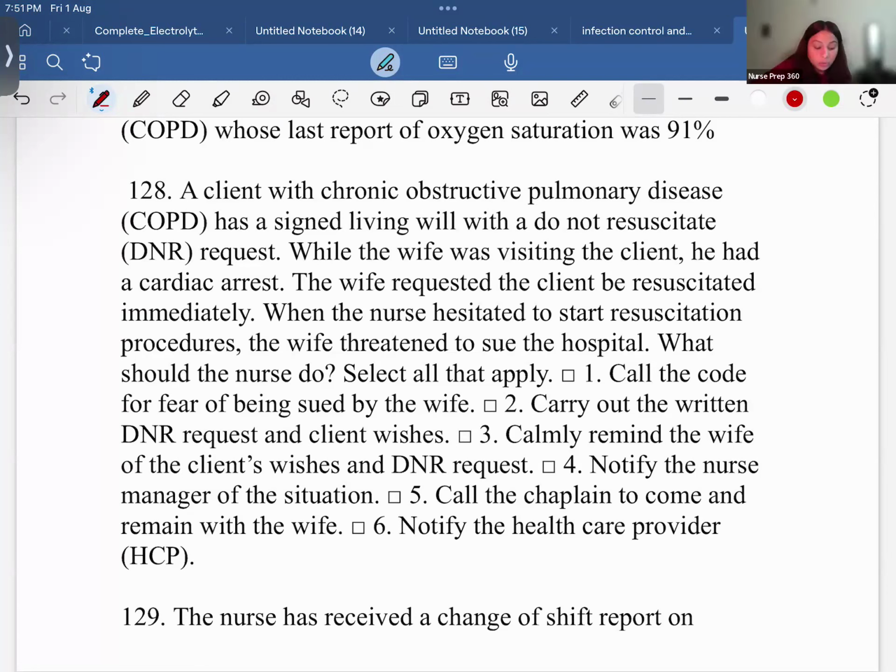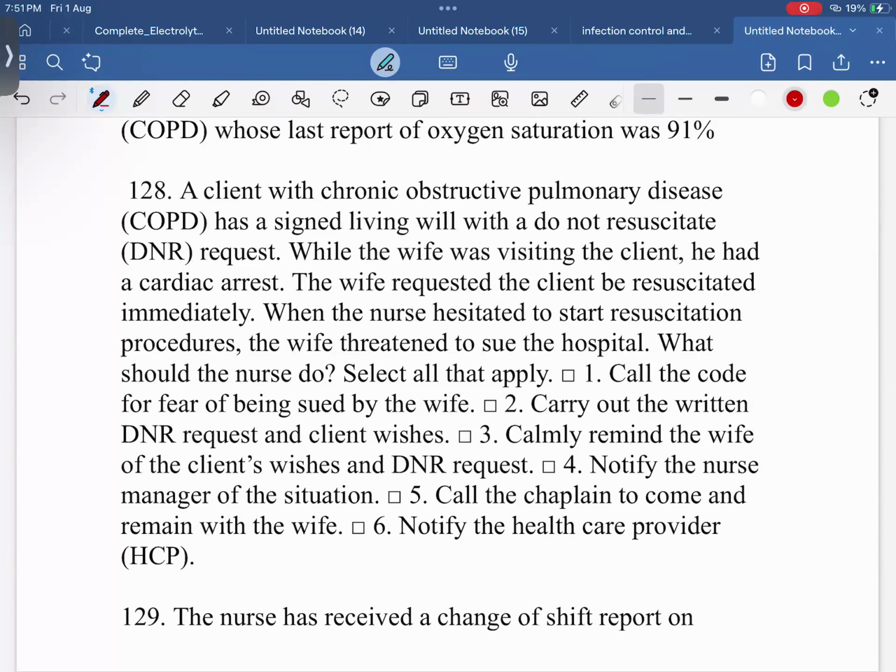Next, when the nurse hesitated to start resuscitation, the wife threatened to sue the hospital. Now what is happening? The wife is saying, if you will not resuscitate, I'm going to sue you in court. The wife is threatening now. What should the nurse do? Select all that apply. Did you understand the condition? A patient signed a DNR order. Patient went into cardiac arrest. The wife came and said, please resuscitate my husband. You said no. And the wife said, I'm going to sue the hospital. You need to resuscitate my husband. What will you do as a nurse? Understood the question?